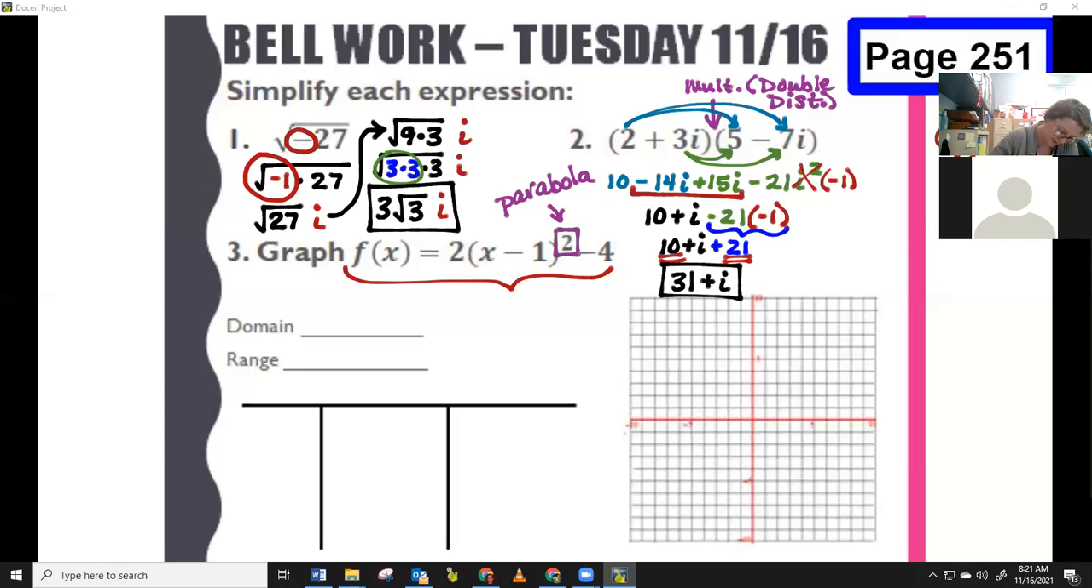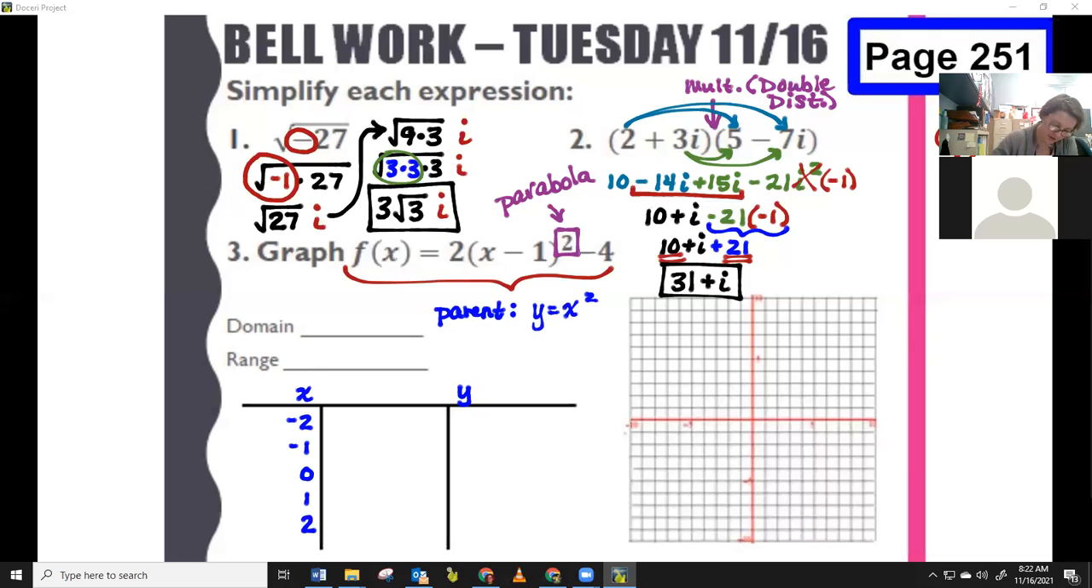And the parent for a parabola is y equals x squared. So that's what I'm going to do first in my table. I'm going to put the parent function there. So I have x over here, I have y over here. We get to pick our x's. X's are the input. We always get to choose those. So I'm going to choose -2, -1, 0, 1, and 2. Those are my 5 favorites.